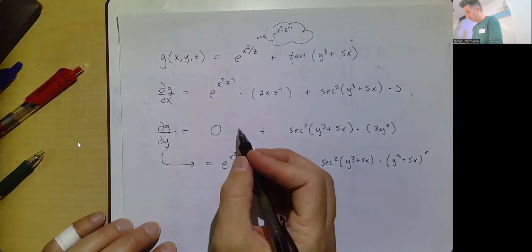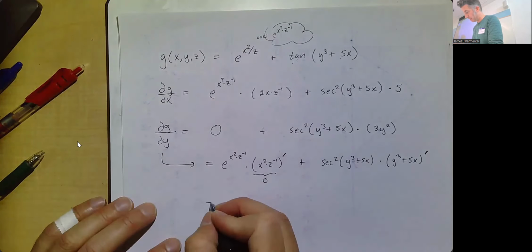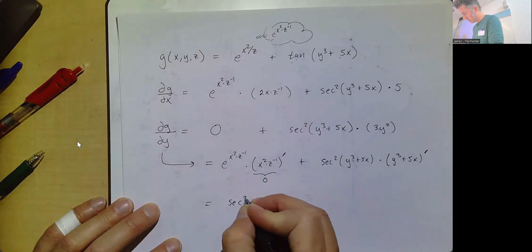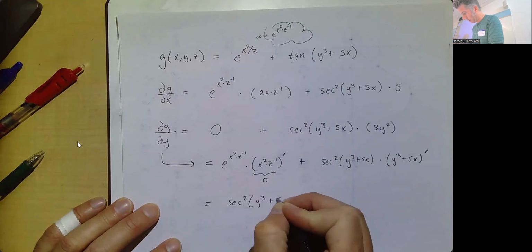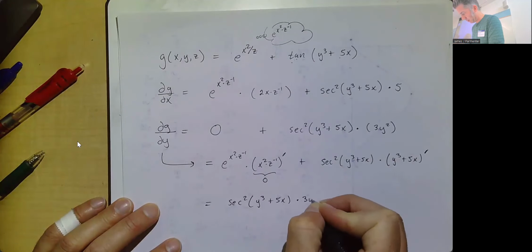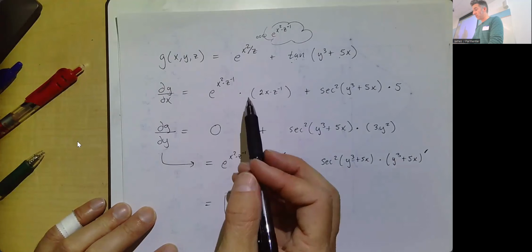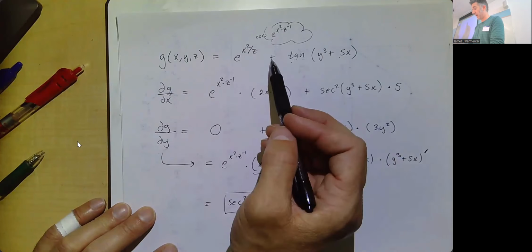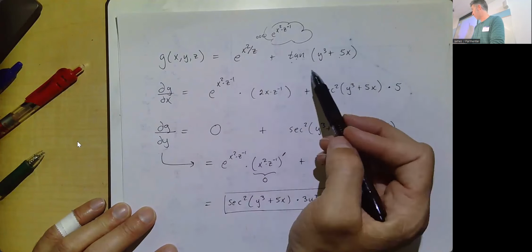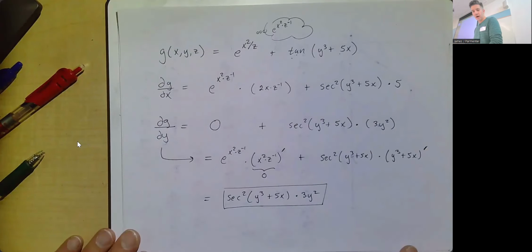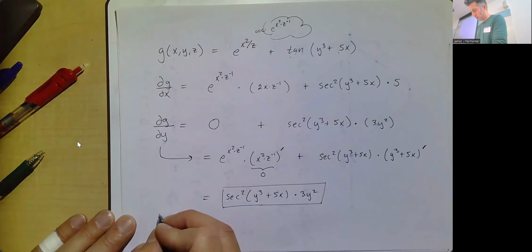Well, the overall answer is this part right here. So our final answer for del g del y is secant squared of y cubed plus 5x times 3y squared. No, 0 was the derivative of just this part, but then we still had to add on the derivative of this part over here. Sorry if that was unclear from me. I apologize. Let's go ahead and find the last first partial, del g del z.